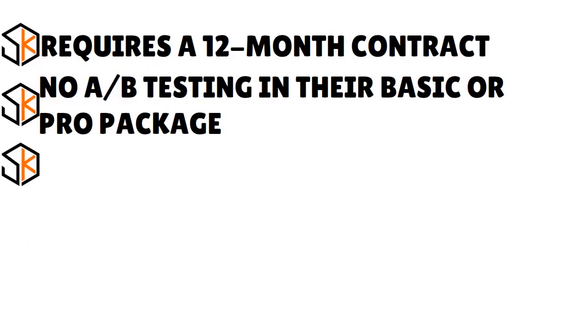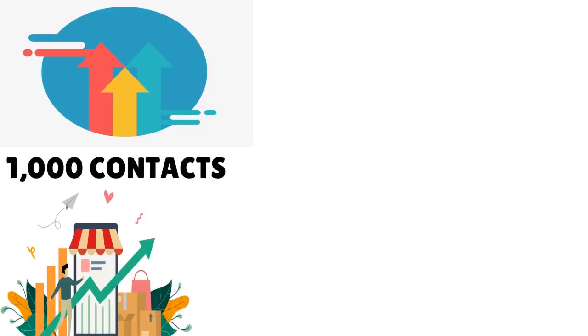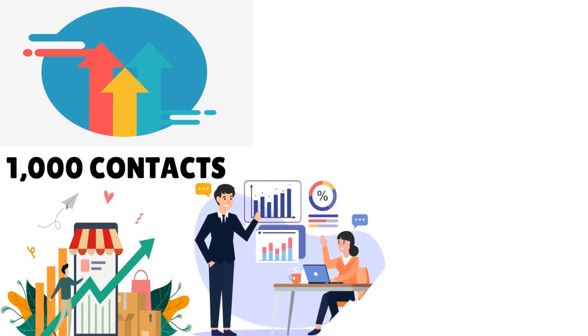For that matter, you have a very steep price creep. So while HubSpot do have a $200 to $800 per month package, marketing automation and CRM integration are only offered at their $800 per month package, which really includes only 1,000 contacts. So as your requirements and contacts grow, so does this cost quite rapidly.